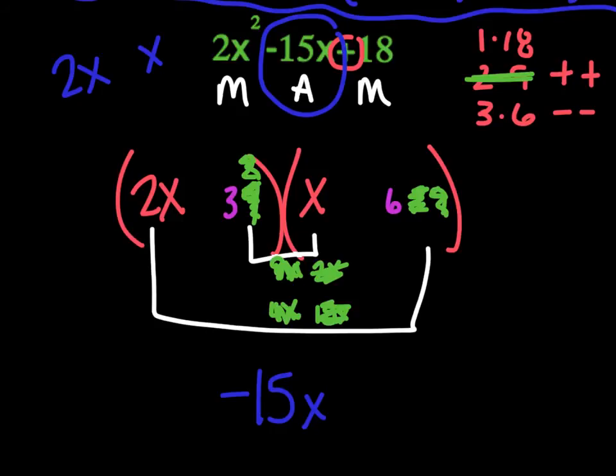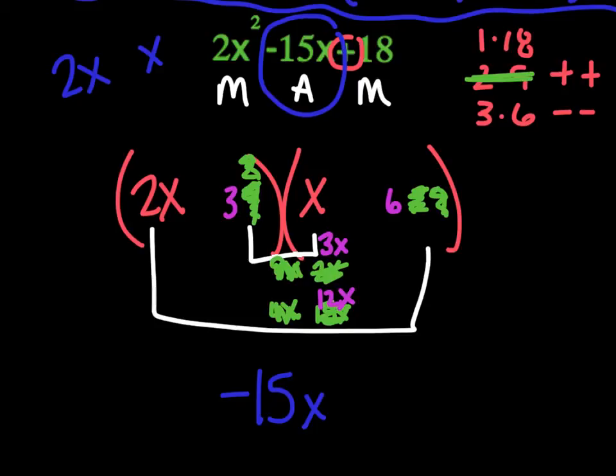So my inners make 3x and my outers make 12x. Can you get a 15 out of there? Ooh, I think we can. If I put them together, 12 and 3 make 15.